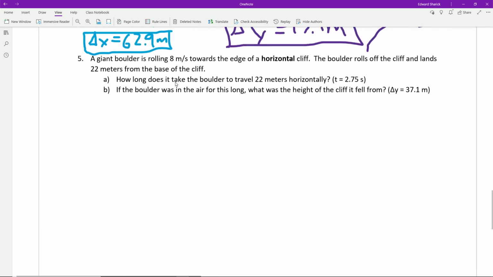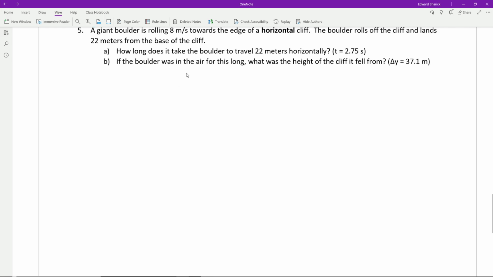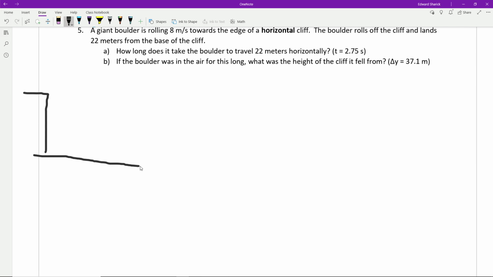Okay, so number 5 says a giant boulder is rolling 8 meters per second toward the edge of a horizontal cliff. The boulder rolls off the cliff and lands 22 meters from the base of the cliff. So it's our classic physics problem where we've got this cliff here, and maybe we've got this giant rock, and for some reason the rock starts to roll off the cliff, and it's going to crush all the little people below. Oh no, run away.